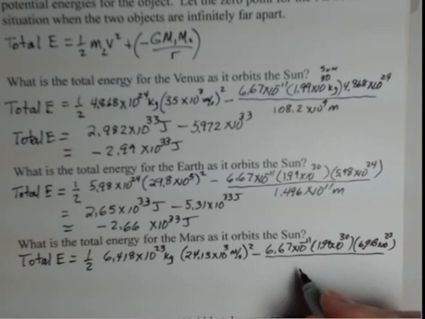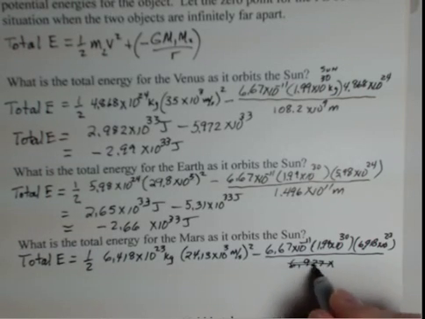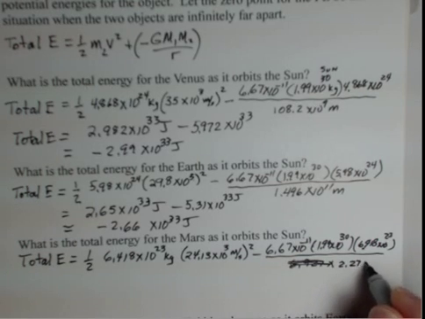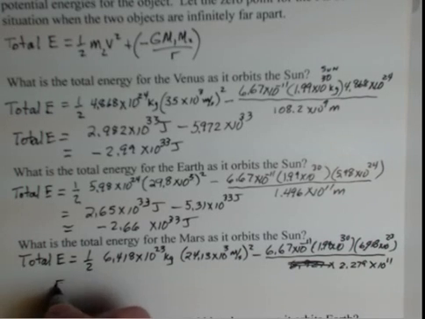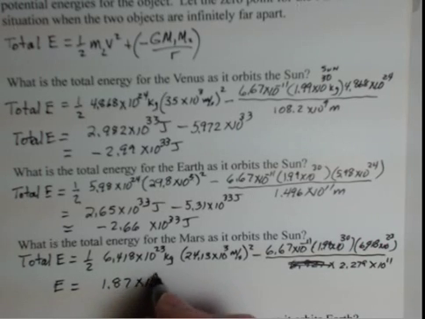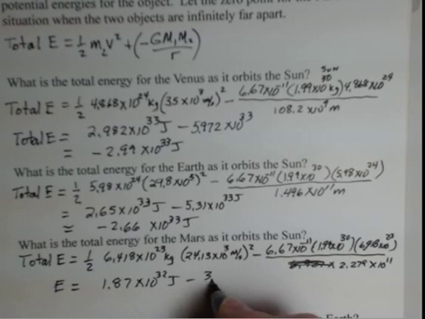And again, putting in the distance to Mars from the Sun. Sorry, on the wrong line here. 2.279 times 10 to the 11th meters. So the kinetic energy for Mars, 1.87 times 10 to the 32 joules. The potential energy, minus 3.74 times 10 to the 32nd joules.